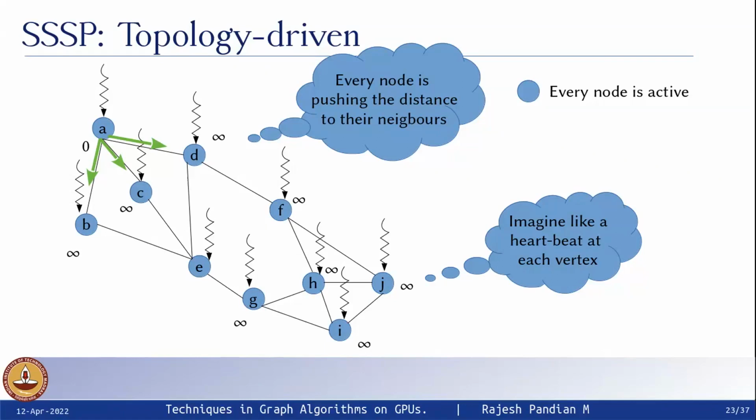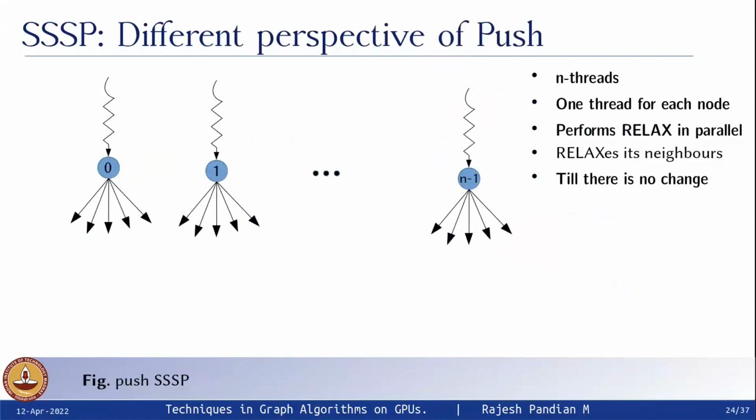If we throw a stone inside a pond, the ripple happens, right? Just like that, this computation happens. I'll show it with an animation, but before that, this is a different perspective of what will happen. There are n nodes, and we have n threads.